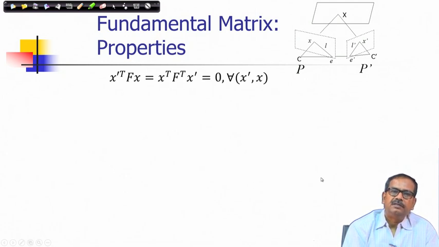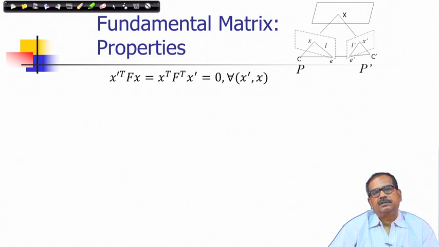So, the very basic property: if you get two corresponding image points of the same scene point, then they are related by this particular relationship. x prime transpose F x should be equal to 0 when we consider the reference image point is x and the second image point is x prime.